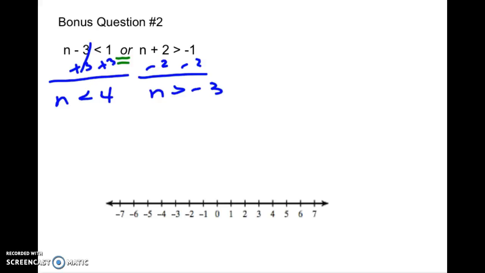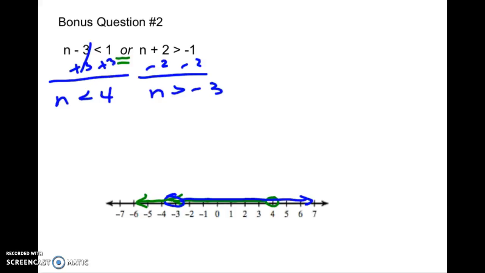I'm going to graph these in different colors just to help us out here for a second. So if n is less than 4, that number's going to the left. But n is greater than -3, got the open circle there, and we're going to the right. Extend that green one just a little bit.